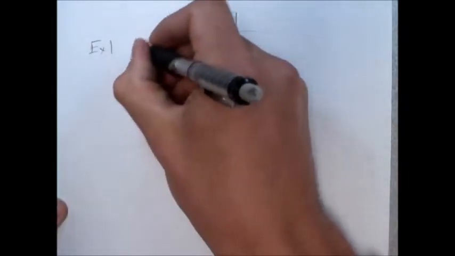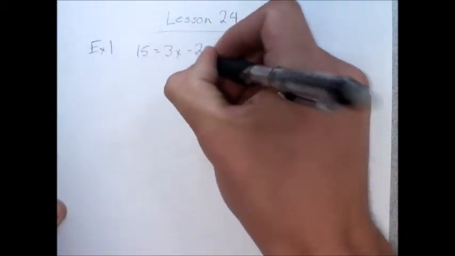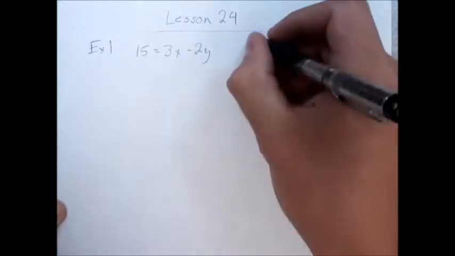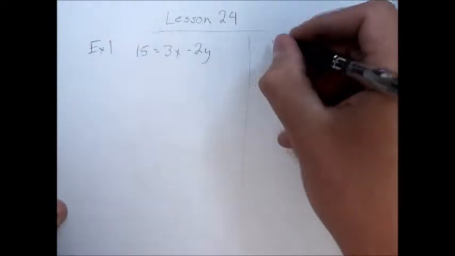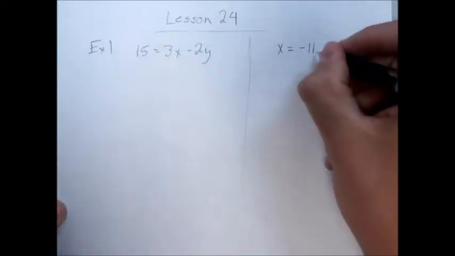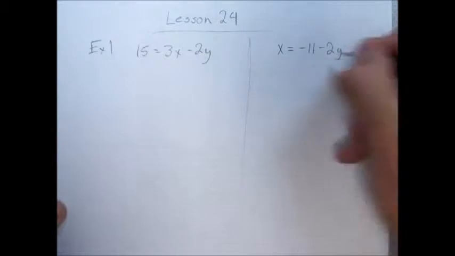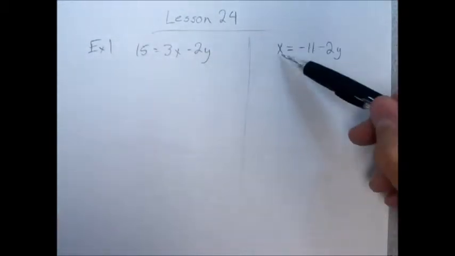Example 1 gives us 2 equations. It has 15 equals 3x minus 2y. And I set these up in 2 columns, just like I was doing with substitution, so that I can work them next to each other. Now this one, the way it's set up, if we weren't solving with elimination, this would be really easy to solve by substitution because x is already isolated.